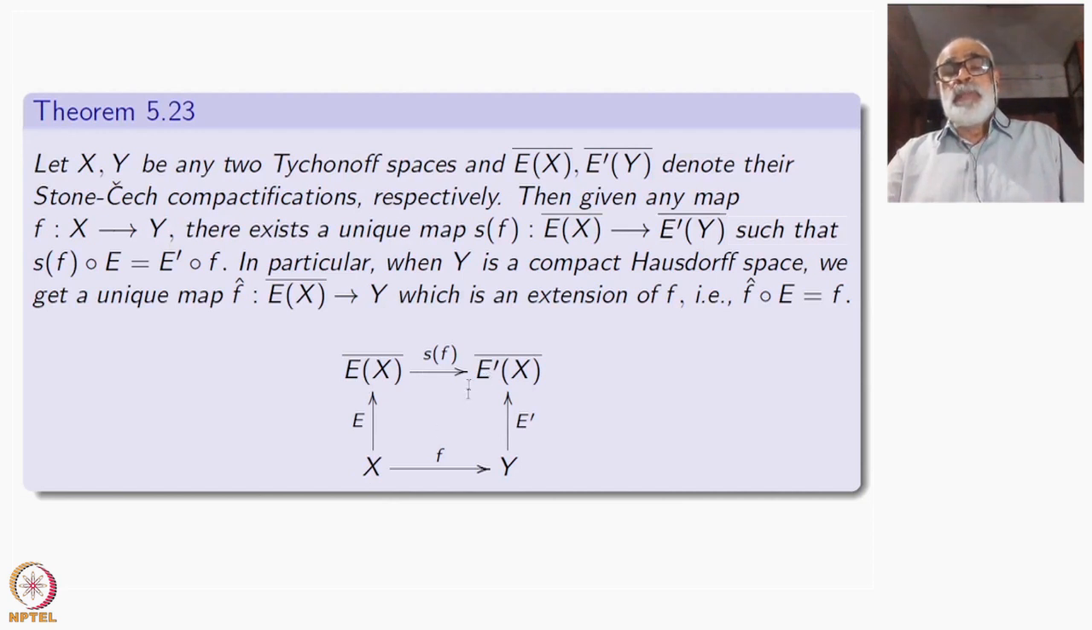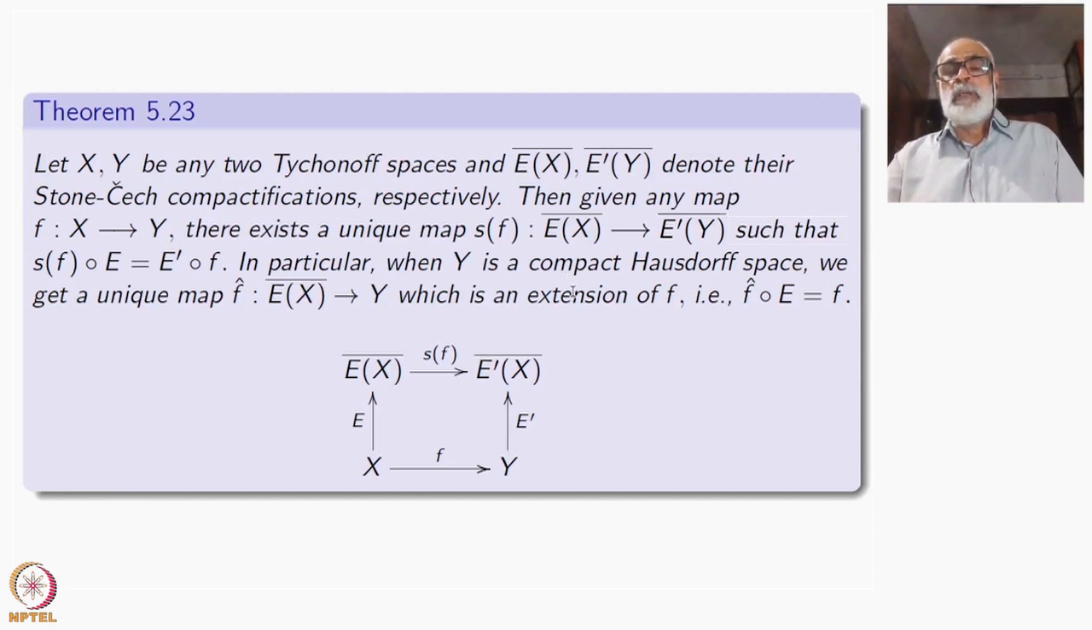Okay. There may be many functions, no? There is only one function like this, a unique map F hat. So that is SF, that is the conclusion of the first part here. The second part says, in particular, if Y itself is a compact Hausdorff space, we get a unique map again, F hat, from E X bar to Y, which is an extension of F. Again, extension means what now? F hat composite E is equal to F. The function from E X bar, if you restrict it to just E X, which is the copy of X, is the function F itself. So, that is why this F hat is called an extension, that is all. Okay, so that is the second part here.